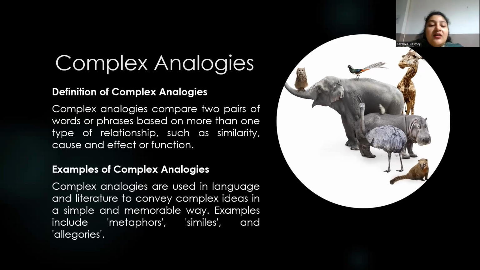Complex analogies are analogies that involve abstract concepts or relationships. They require a deeper understanding of underlying principles or mechanisms, and have multiple layers or dimensions involving nuanced or subtle connections between the concepts.